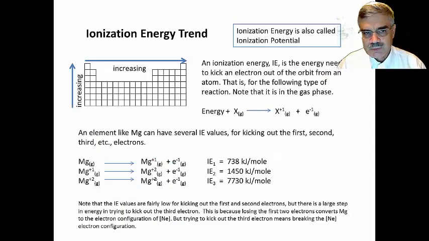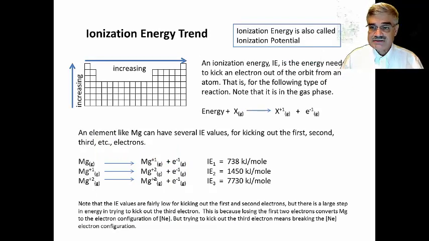The second property we want to talk about is what is called ionization energy. Ionization energy in some textbooks is also called ionization potential. So it could be either IE, ionization energy, or IP, ionization potential. Well, what in the world is an ionization energy? It is the energy needed to knock an electron away from an atom of an element.